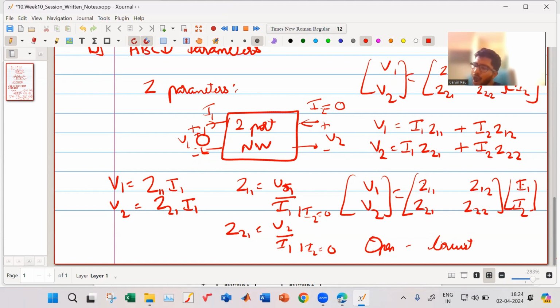Sir, here V1 and V2 are the dependent variables, and I1 and I2 are the independent variables. V1 and V2 values depend upon the I1 and I2 values. Okay. So you're saying V1, V2 will change if I1, I2 change.